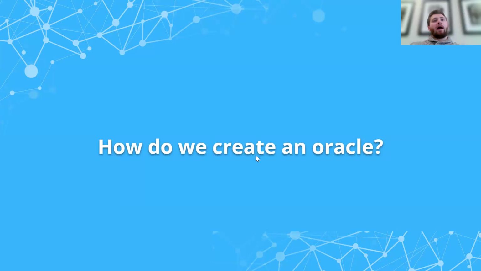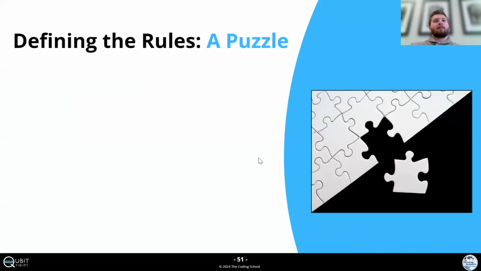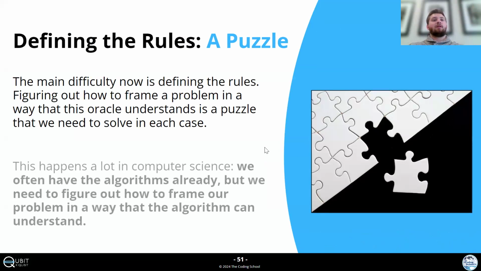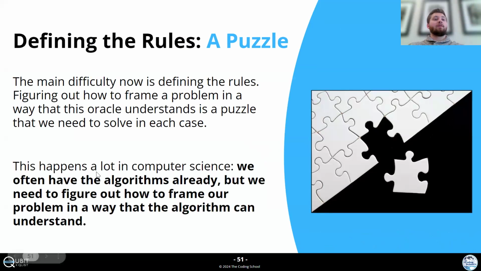All right, so how do we create an oracle that's able to do those things for us? First, we want to define the rules. The main difficulty is defining the rules, figuring out how to frame a problem in a way that the oracle understands is a puzzle that needs to be solved in each case. This happens a lot in computer science. We often have the algorithm already, but we need to figure out how to frame our problem in a way that the algorithm can understand.